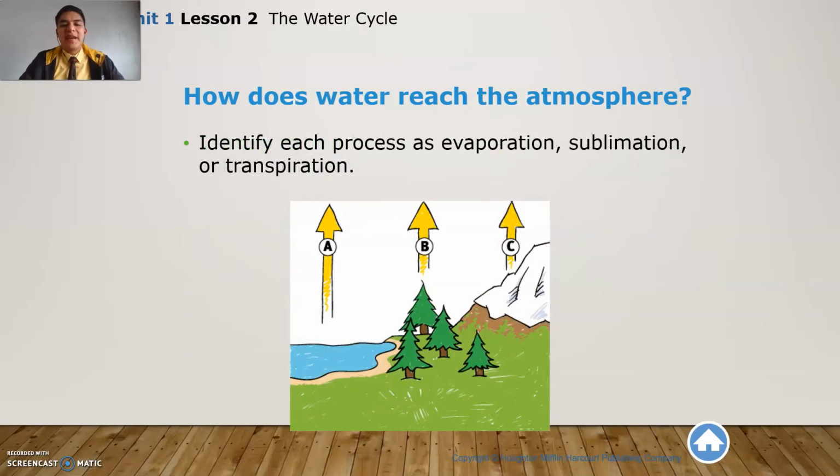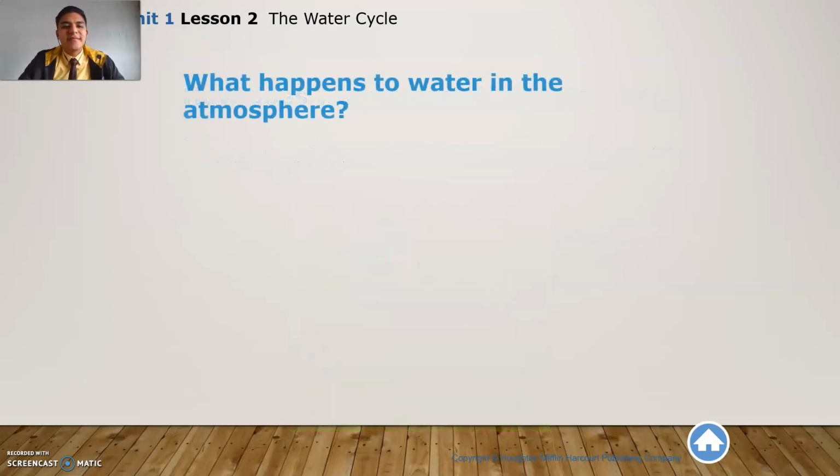Alright, so here we have a small exercise. Identify each process as evaporation, sublimation, or transpiration. I will ask you to stop the video for a moment and analyze which one of them is evaporation, sublimation, and transpiration. Once you finish and you have identified them, you can keep up with the presentation. So awesome, I guess you are done already.